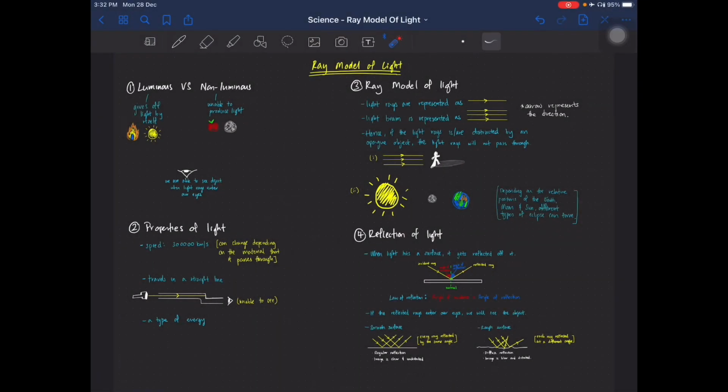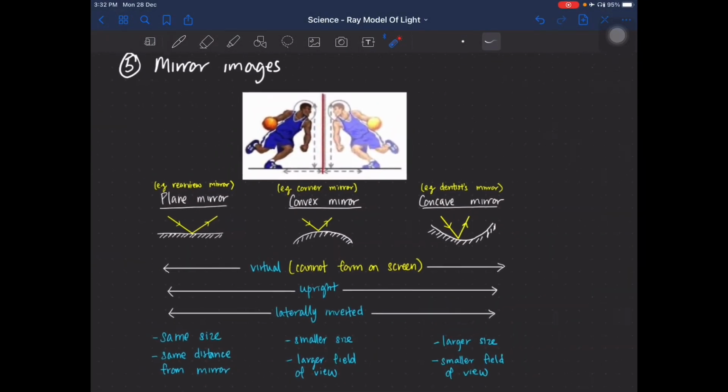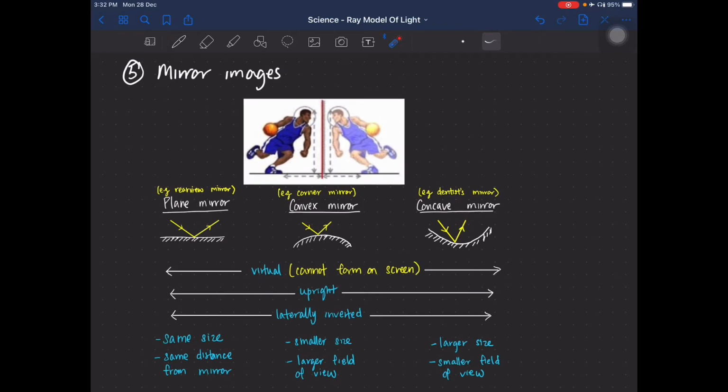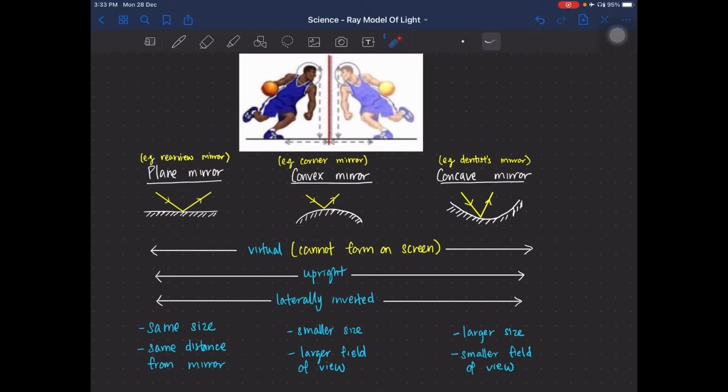Now let's take a look at the next four. In this chapter, we also delve more into this concept called mirror images, right? Since we know that a smooth surface can give us a reflection, let's take a look at some properties of reflected images.